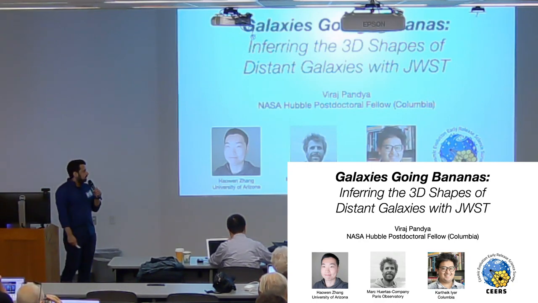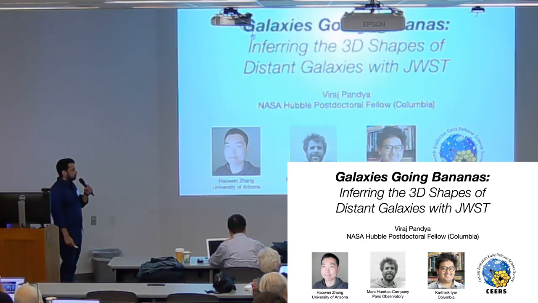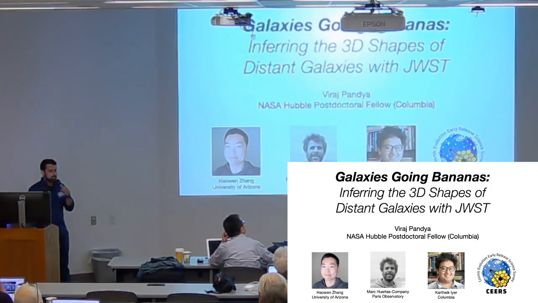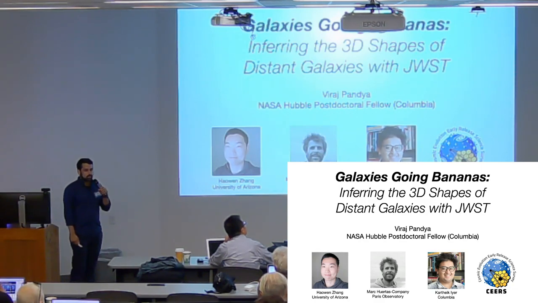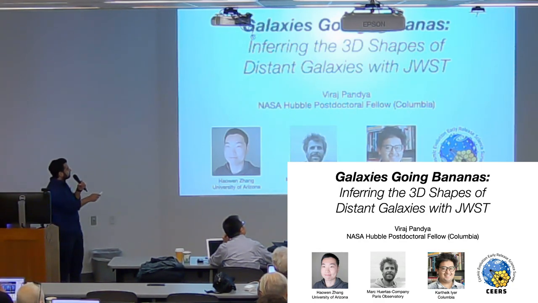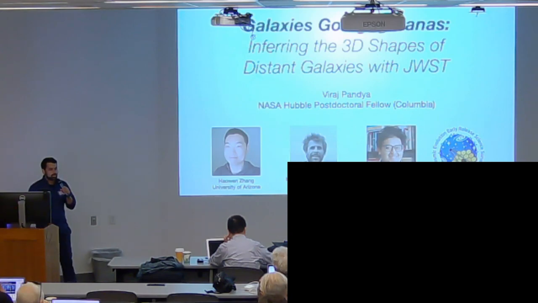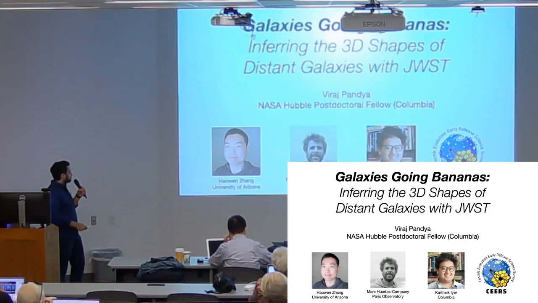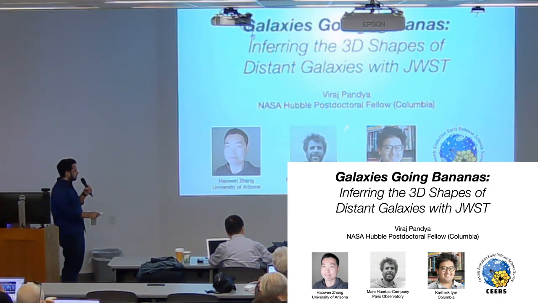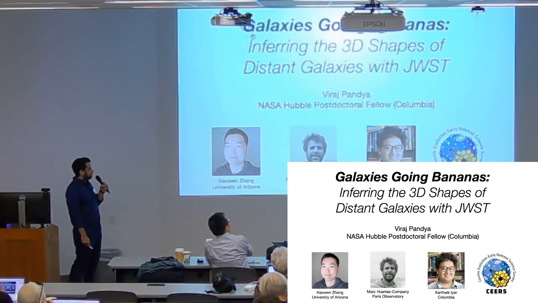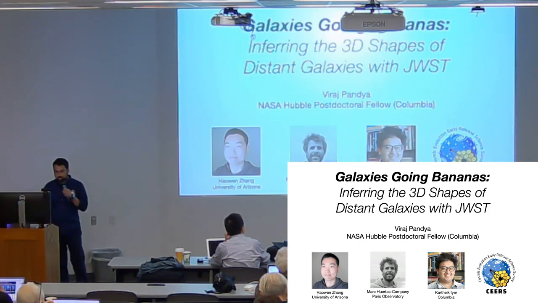So I'm very excited to share brand new constraints on the 3D shapes of high redshift galaxies observed with JWST. And I promise by the end of this talk I will have convinced you that galaxies going bananas is in fact an apt description of our results. This is work done primarily in collaboration with Hawen Zhang and Mark Huerta's company, who are at the workshop this week, as well as Karthik Iyer, another Hubble Fellow at Columbia, and then with the CEERS collaboration more generally.